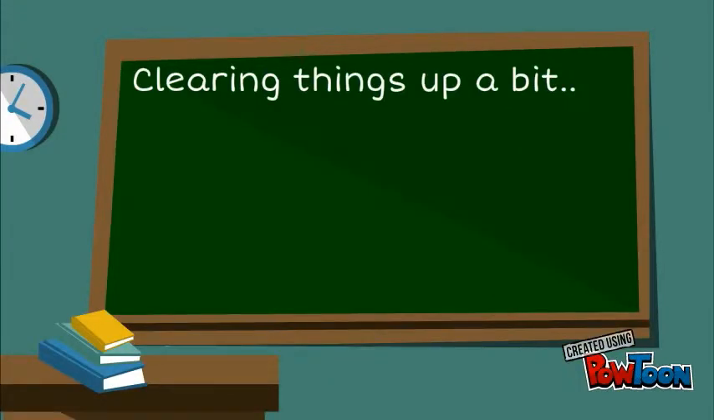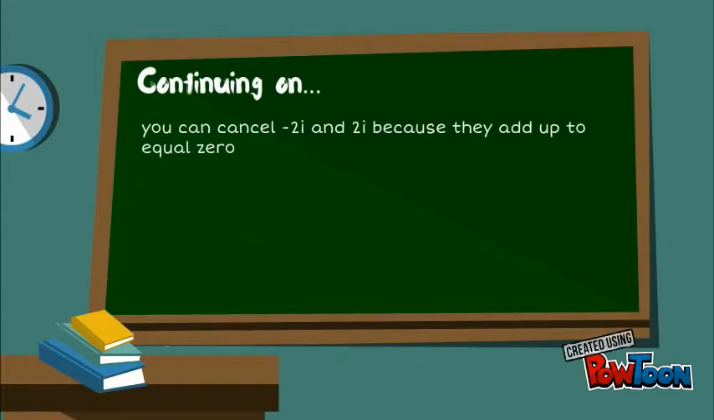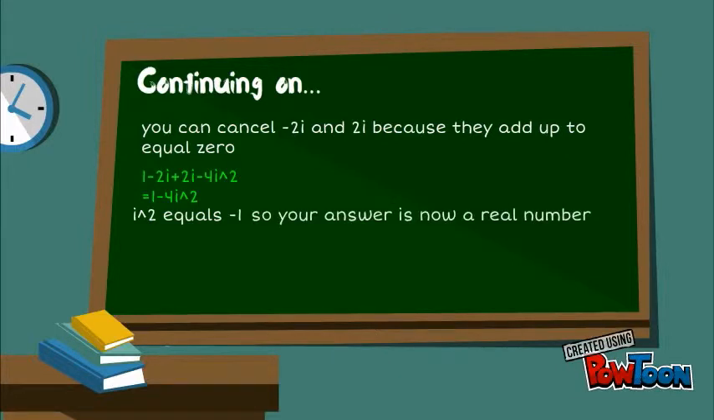Now, let's go through an example of conjugates so you can see how exactly a conjugate helps, especially when doing division. So, 1 plus 2i has a conjugate of 1 minus 2i. Now, multiply them together and you get 1 minus 2i plus 2i minus 4i squared. Negative 2i and 2i are opposites of each other, and you can cancel them because they add up to equal 0. Now, i squared equals -1, so your answer is now a real number. Notice how now, if your answer were a denominator, it makes the question so much easier to simplify.